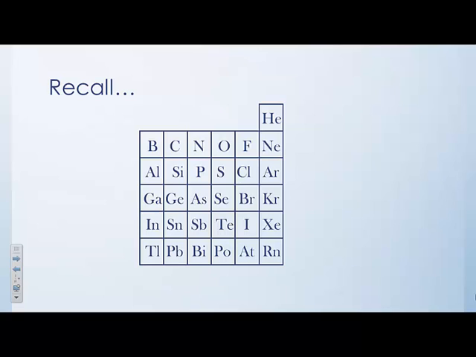So recall, based on our discussion of periodic properties, that the size of an element is greatest when it's down here towards the bottom of the periodic table. The size increases as we move down a group. The size is also greatest on the left-hand side of the periodic table. And basically what that does is give unique properties to some of these elements in the upper right-hand portion of the periodic table. What kind of properties are those? They're small.